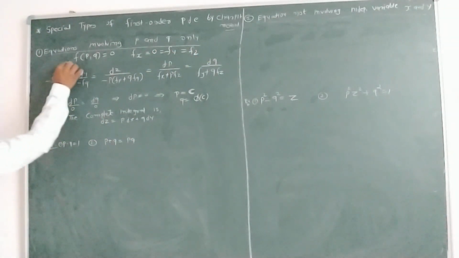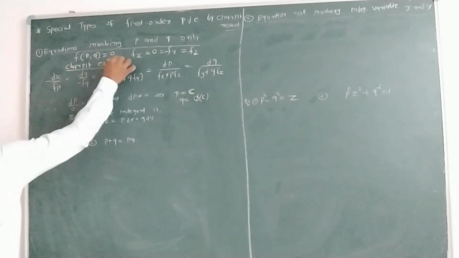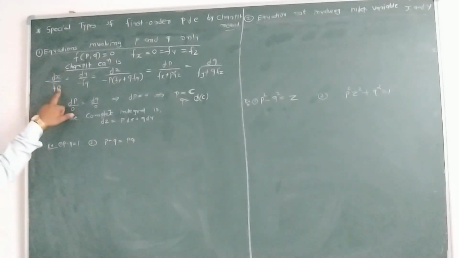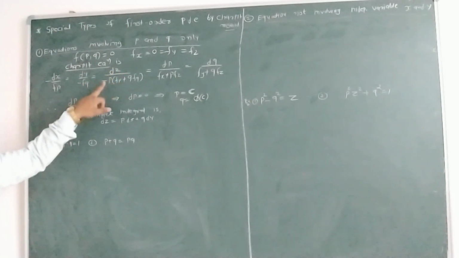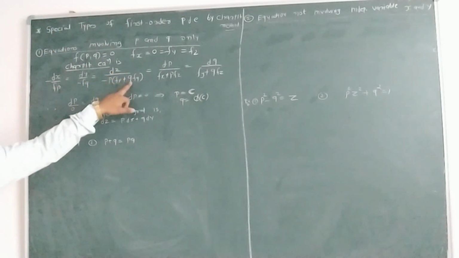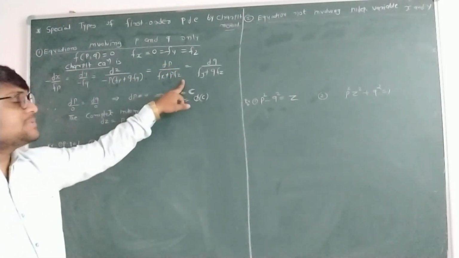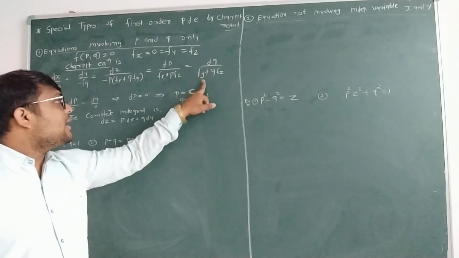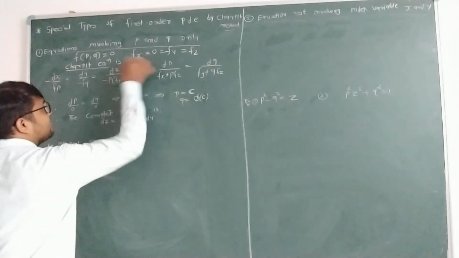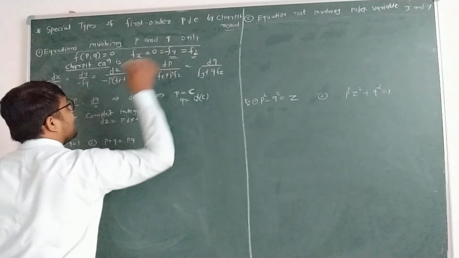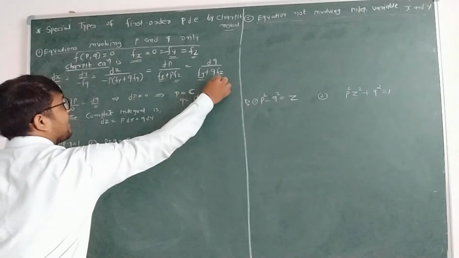So the Charpit equation, or you can say the auxiliary equation, is dx/(-fp) = dy/(-fq) = dz/(-p fp - q fq) = dp/(fx + p fz) = dq/(fy + q fz). Here the partial derivatives of f with respect to x, y and z are 0. So put fx = 0, fy = 0 and fz = 0.